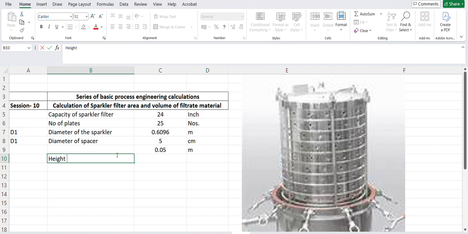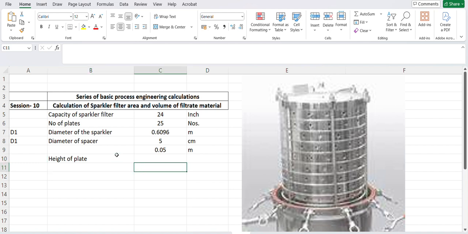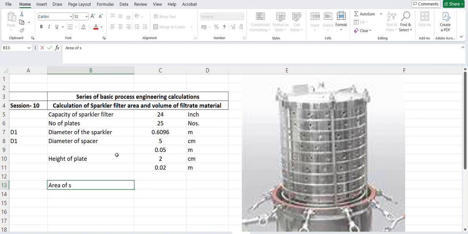Then we have to measure the height of the plate. You will get the height of the plate from the GA drawings, or if you don't have a GA drawing, you can simply check with the help of a measuring tape. So we have the height. Now we can calculate the area of a single plate.